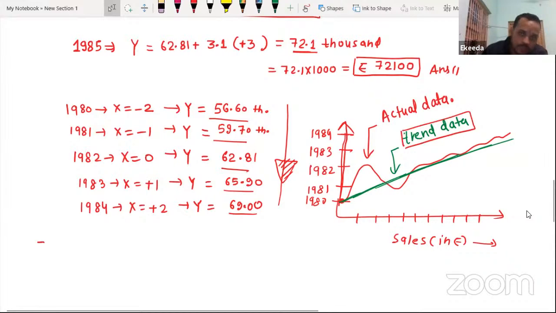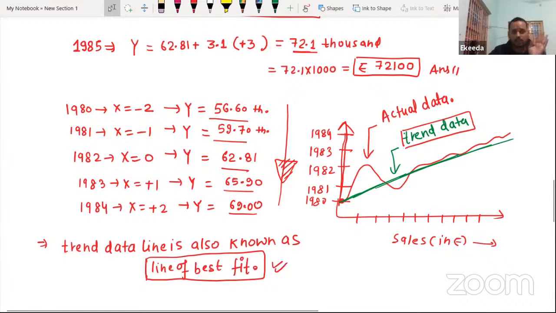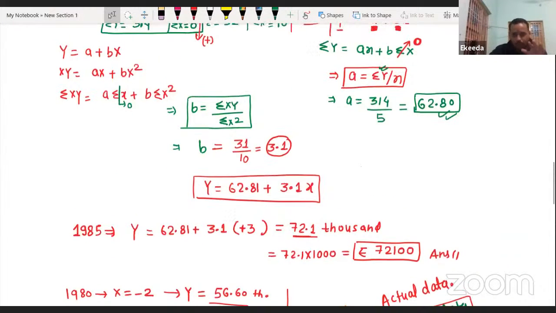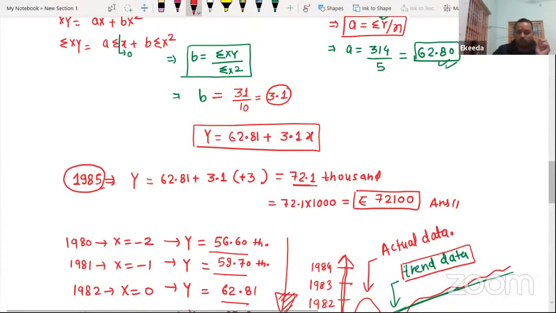With the help of this, the trend data line is also known as the line of best fit. So the aim of the method is to obtain the line of best fit. So this is all about the question in very detail. These things will not be asked to you in the GATE examination. You only need to learn the process up to here. They can ask that for 1985 what is going to be the sales.